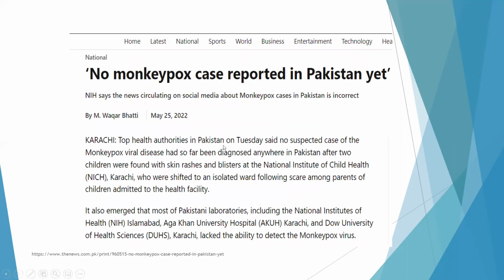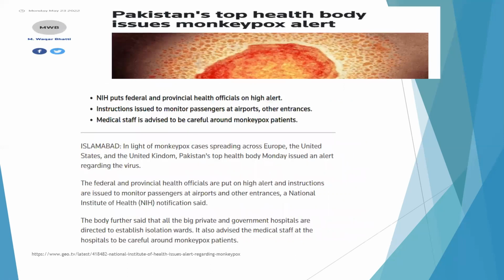According to recent reporting, no monkeypox case has been reported in Pakistan yet, and Karachi health authorities have confirmed that no suspected case of monkeypox has so far been diagnosed in Pakistan. It has also emerged that most Pakistani laboratories, including NIH, Aga Khan, and Dow, lack the ability to detect the monkeypox virus. That can be a serious problem later on if we face a huge outbreak of this disease.